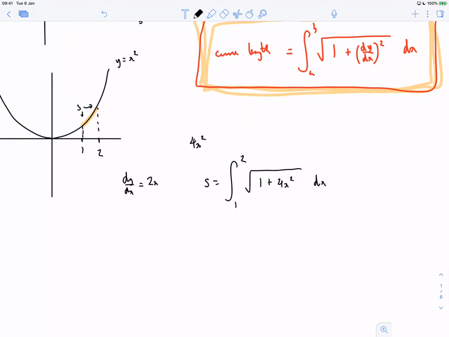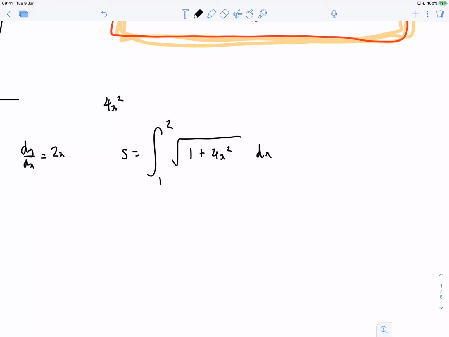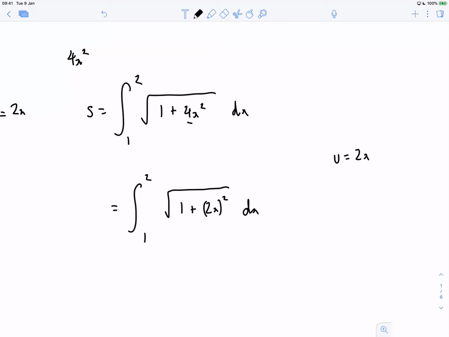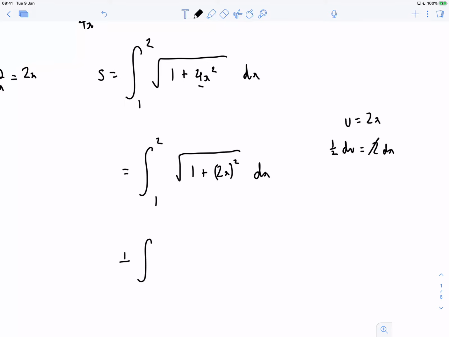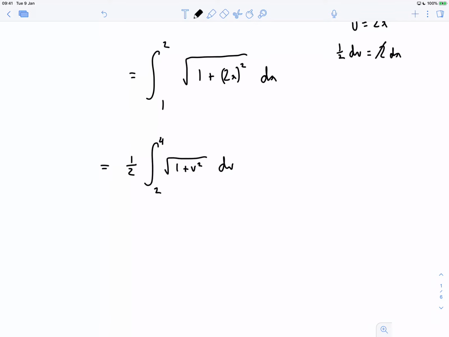However, a couple of things we can do here actually. We can take a factor of 4 out, so this is 2 lots of the integral of... Well, in actual fact, we don't need to do that. We could just say this is the square root of 1 plus 2x all squared dx. And then we could say let u equal to 2x, so then we've got du equals 2 dx. So that means dx equals half du. So this is going to be the integral, and on half du there, this is going to be the square root of 1 plus u squared. And then the limits, when x is 1, u is 2 lots of 1, which is 2. When x is 2, u is 2 lots of 2, that's a 4. So really, we've just got something like this going on.